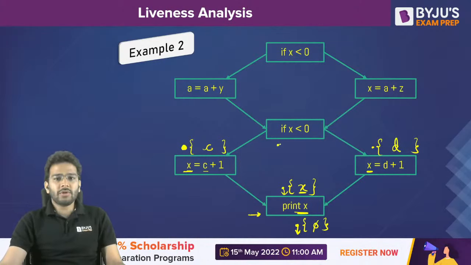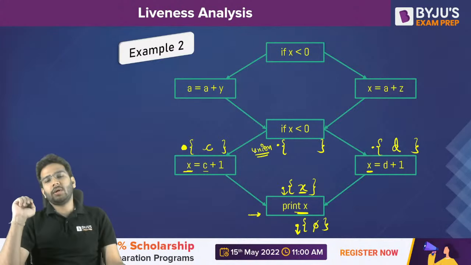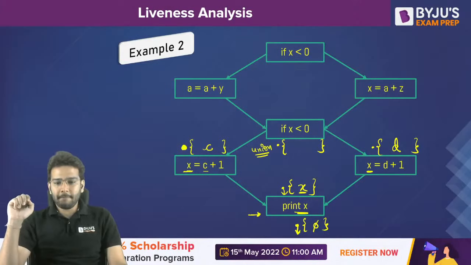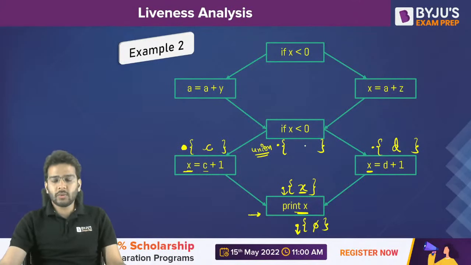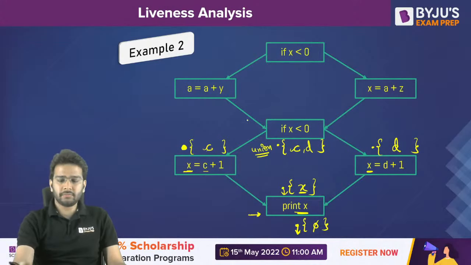And then if we talk about this one here, we have to take the union. Whenever merging is there, remember this, always we have to take the union. Is it clear so far? If you have any doubt, anyone, please ask. Okay, so here merging will be there. So if you merge this, you will be getting C from here, D from here. So it is going to be C comma D. Any doubt, anyone?